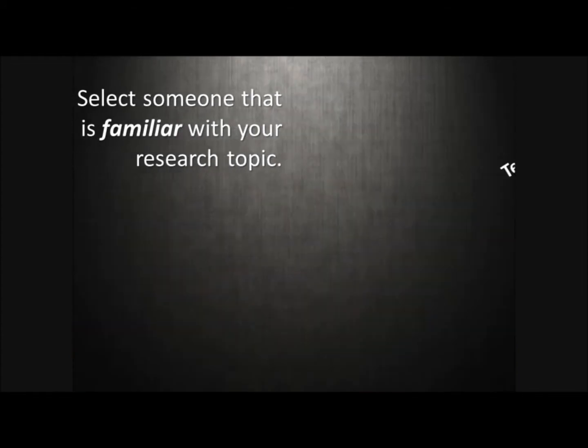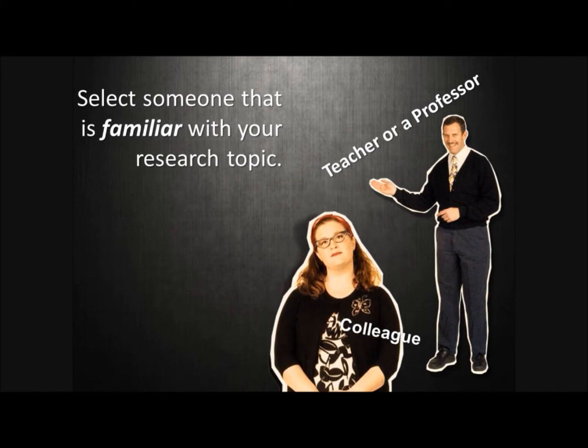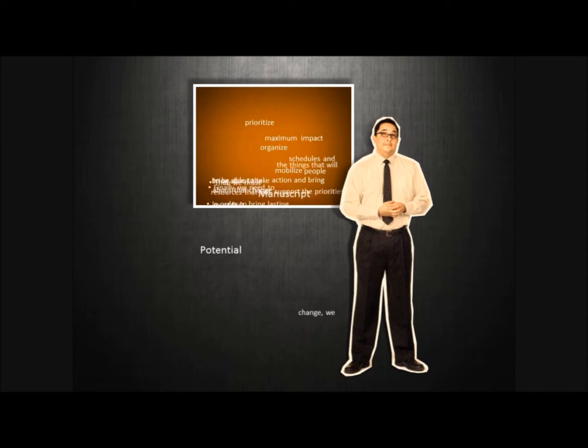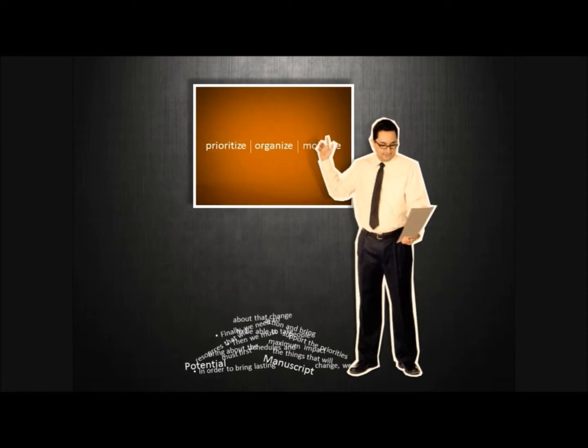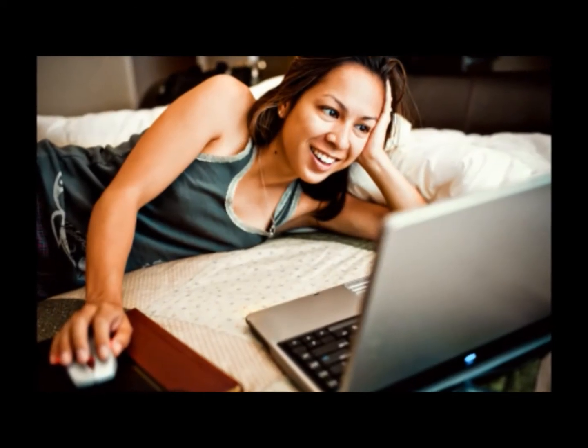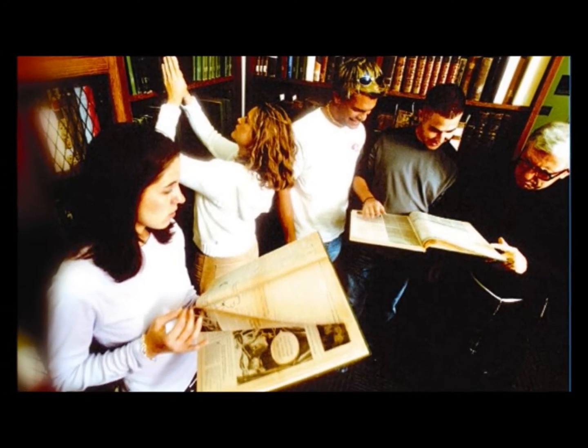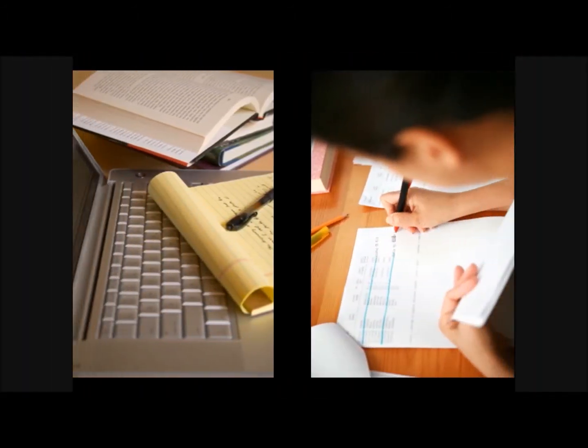Select someone who is familiar with your research topic, a friend, a colleague, a teacher, or a professor. As you review your research, prioritize what is important. Make sure your work is organized according to specifications that your intended journal requires. Make the investment to copy edit your work up front. Reviewers are giving their time for free, so do as much as you can on your end to have a manicured document so the reviewer can focus more on content.